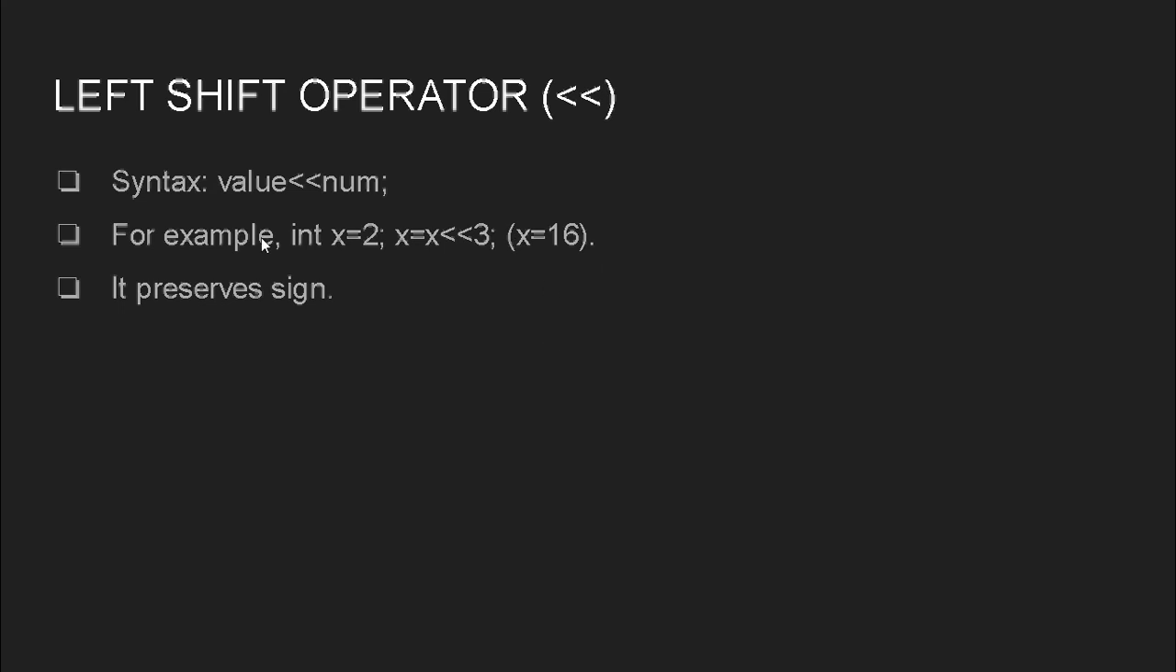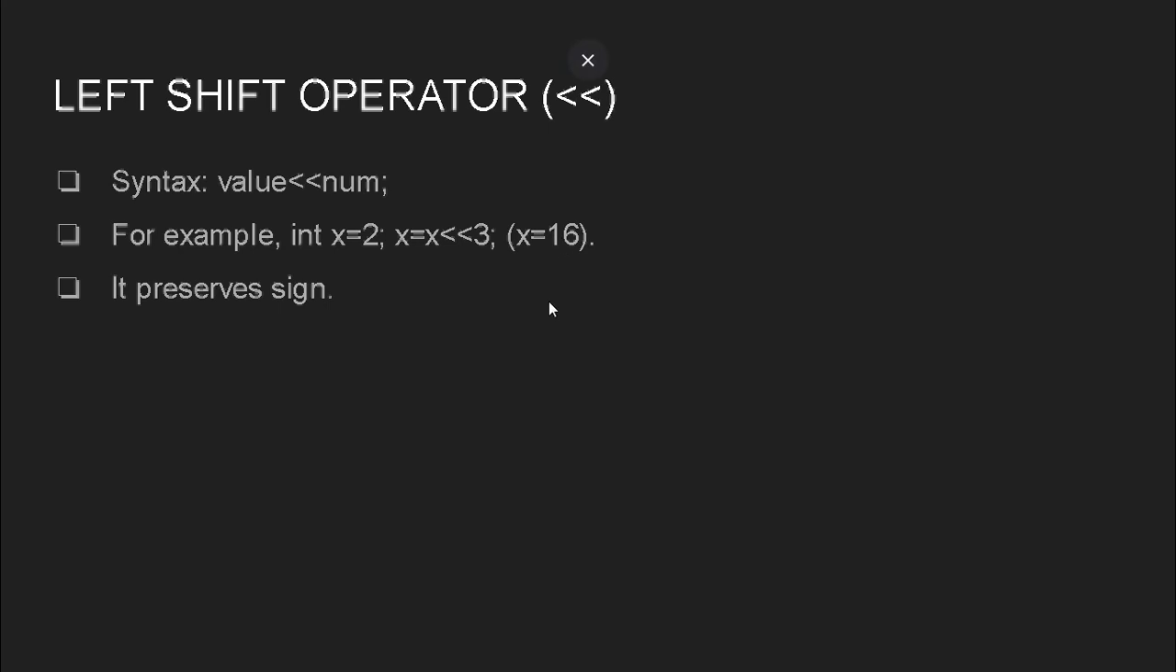So now, why is it left shift? Because first it is converted to binary, and then that one bit is shifting to the left hand side. That is why it is called a left shift operator. Now, one other thing you need to remember here is that it is going to preserve the sign. So here I'm writing x equals 2, the output is going to be 16. Here if I write x equals minus 2, it is going to produce an output of minus 16.